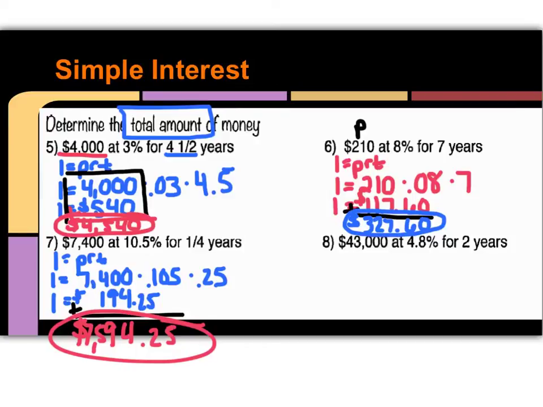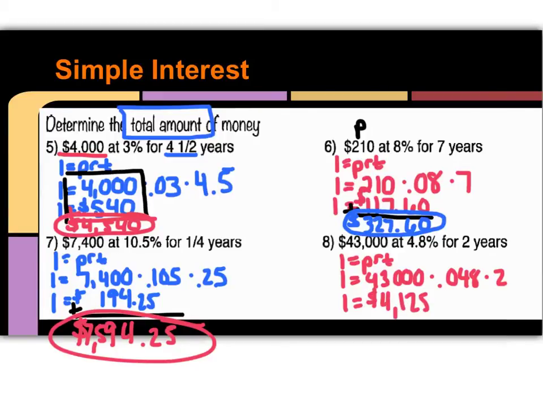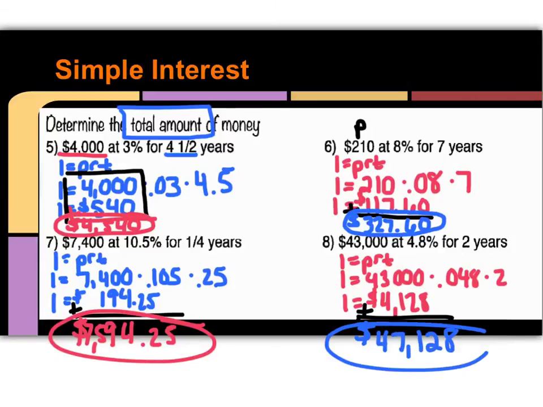$7,594.25. The last one, 43,000 times 0.048 times 2 would give me an interest of $4,128. Again, I need to add the interest and the principal back together, and I would get $47,128. Now we're going to look at these more in context.